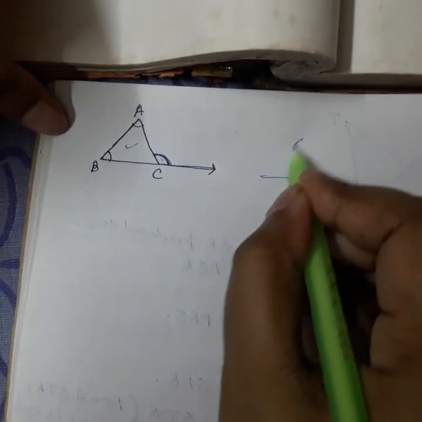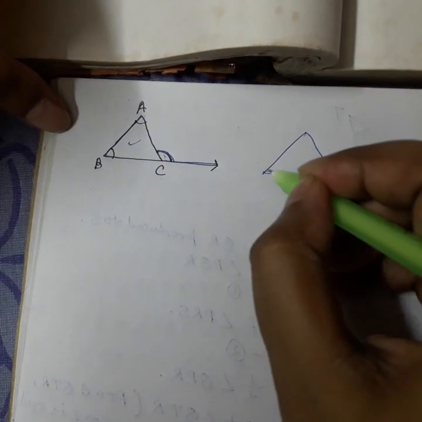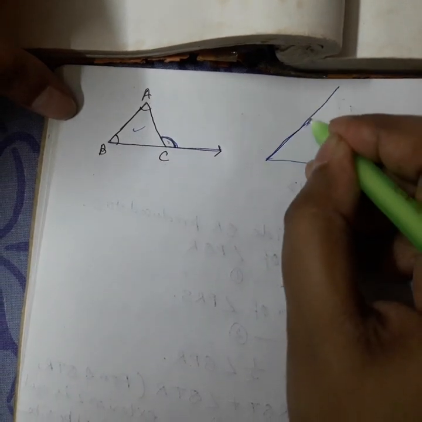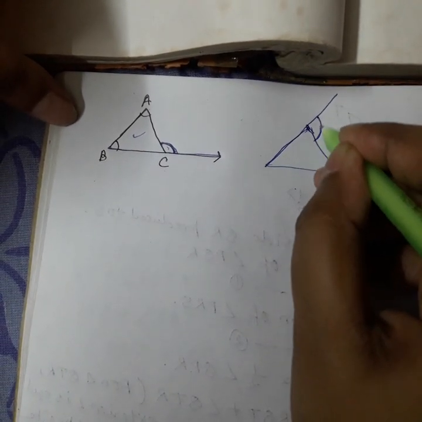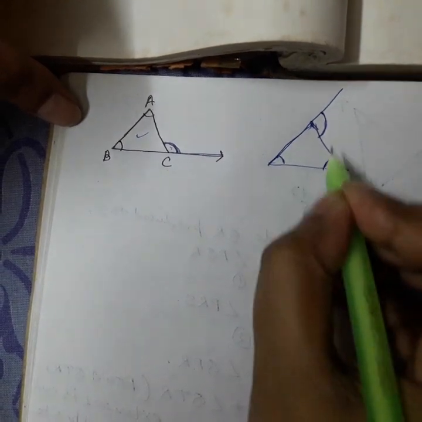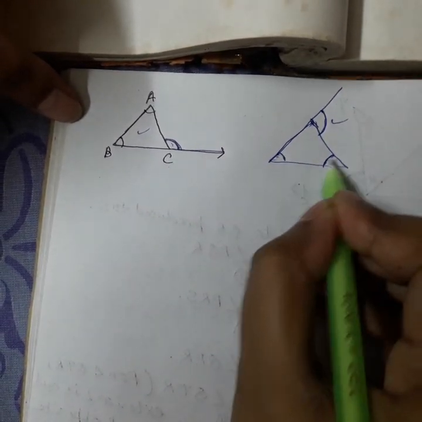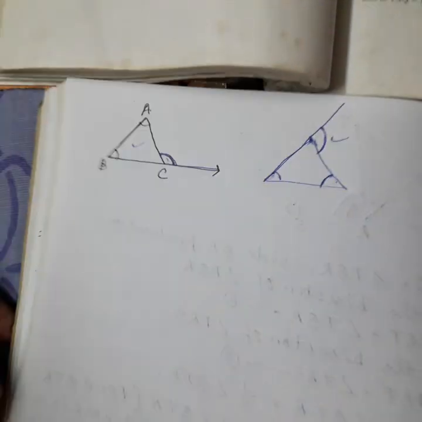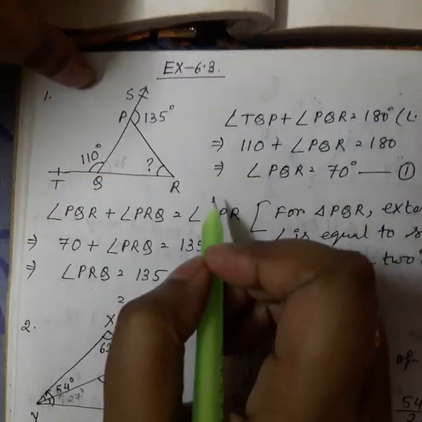Similarly, for another triangle, if we extend this side, this will be the exterior angle. The exterior angle is equal to the sum of the opposite interior angles. This angle is equal to the sum of these two angles. Now we are starting exercise 6.3, question number 1.